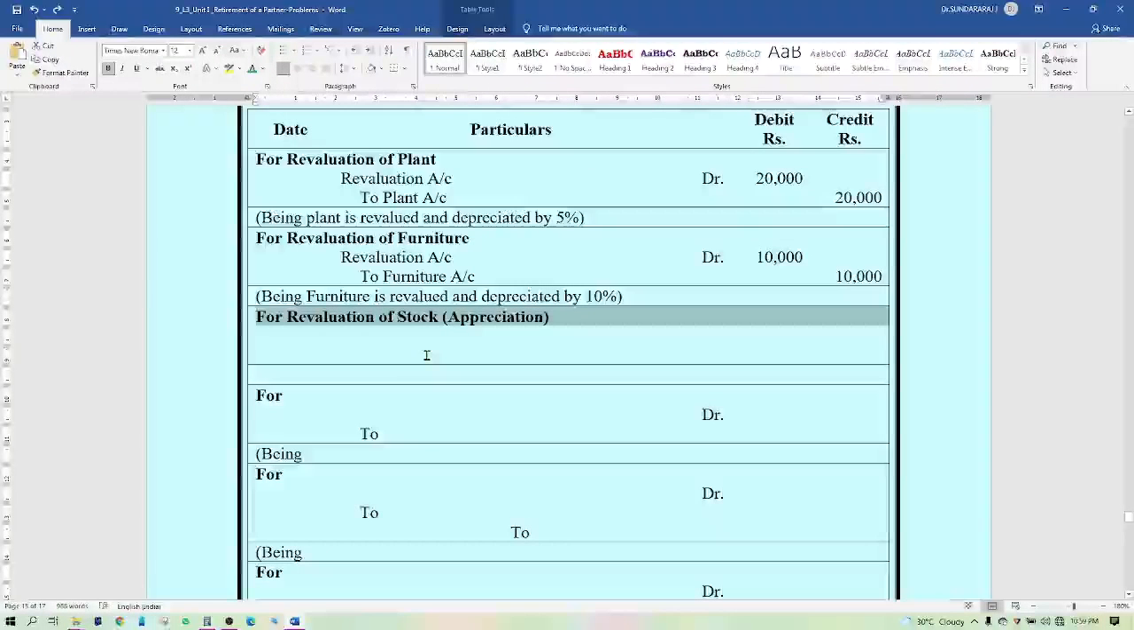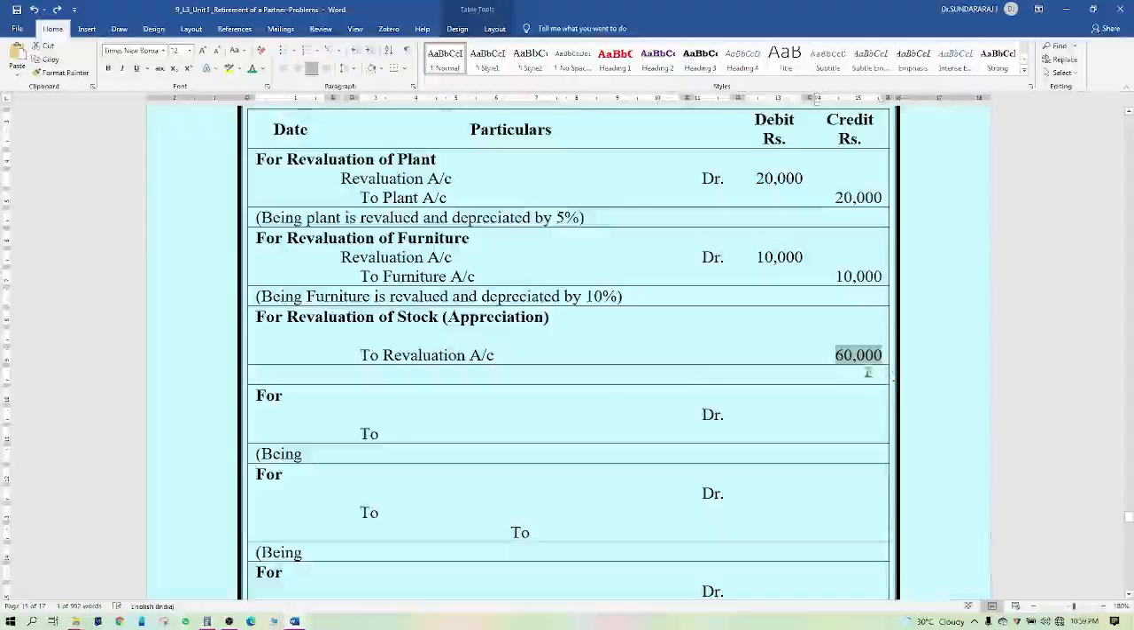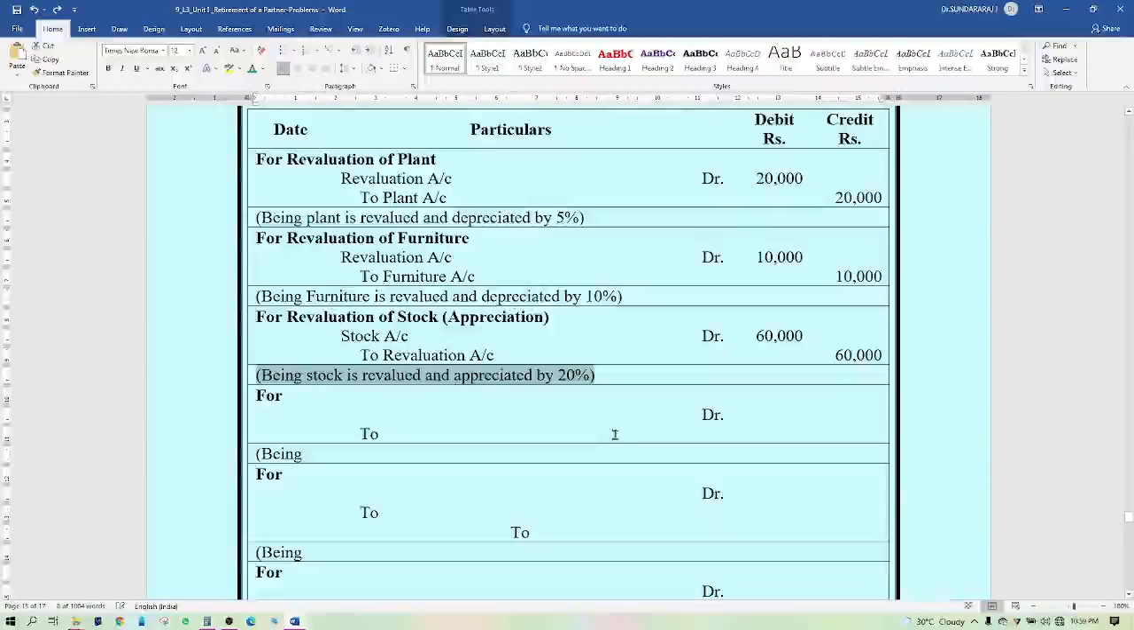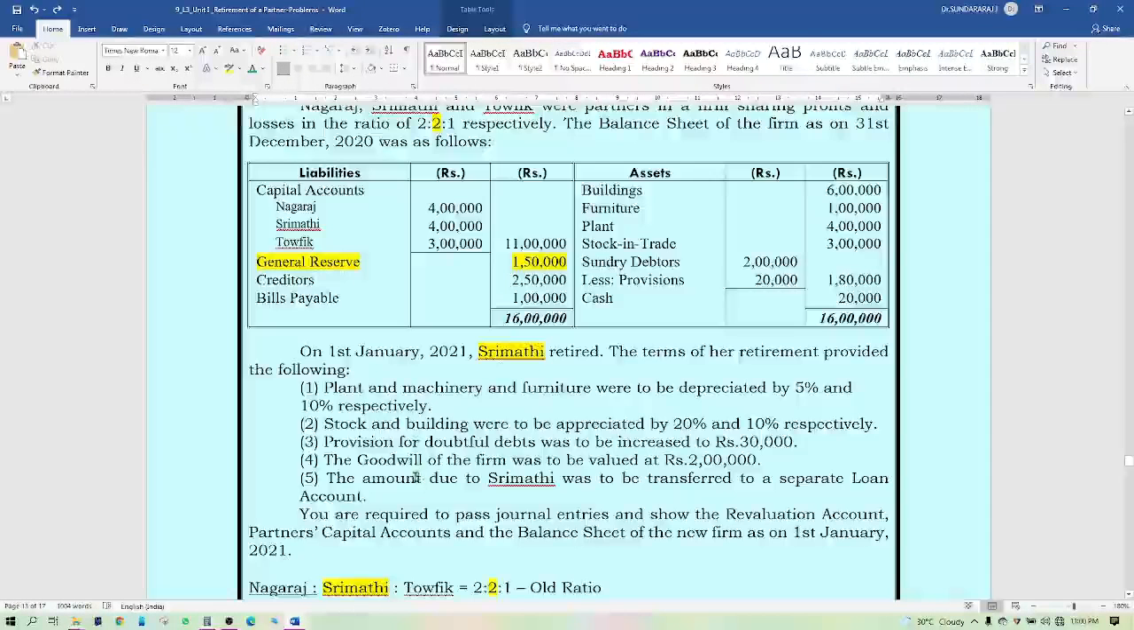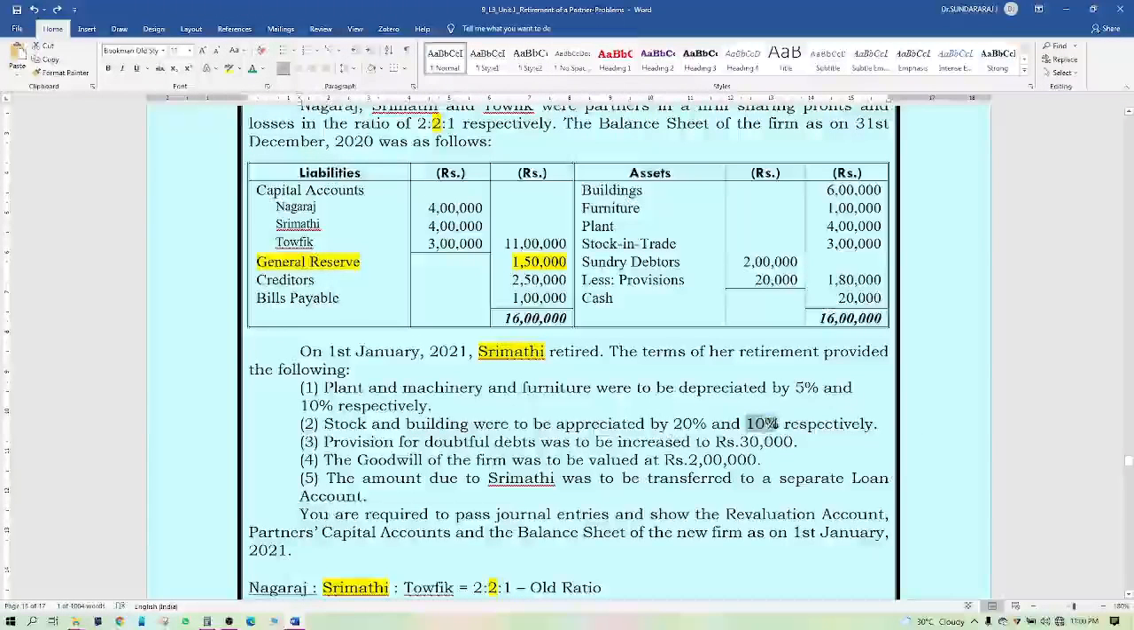As the stock is appreciated, the revaluation account has to be credited. So, the revaluation account has to be passed as 60,000, and the respective account to be debited is the stock account. Therefore, the journal entry is stock account debit 60,000 to revaluation account, and the narration is being stock is revalued and appreciated by 20%.